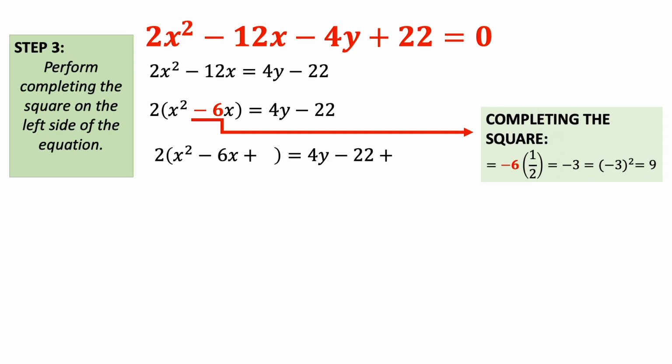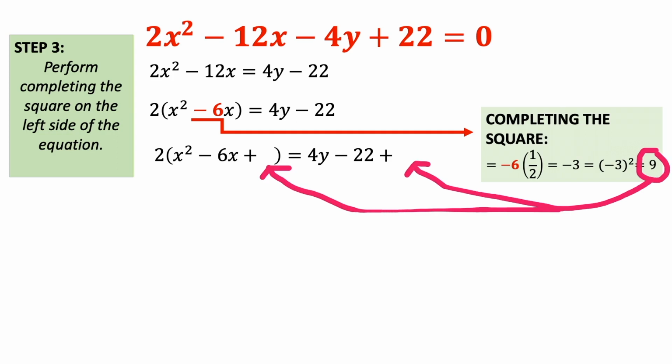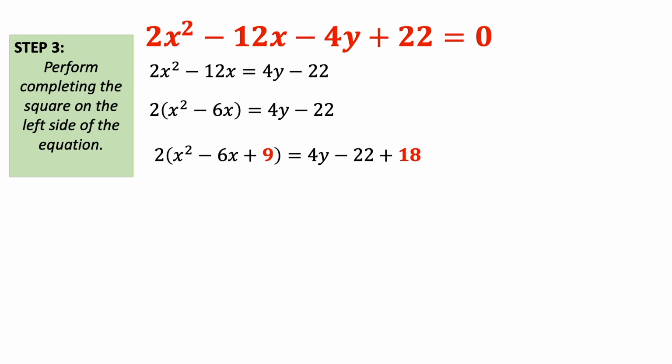I will now add 9 to the left side of the equation and 18 to the right side. I know you are thinking, why 18, right? This is because we factored out 2. Hence, technically, we added 18 also to the left side of the equation.